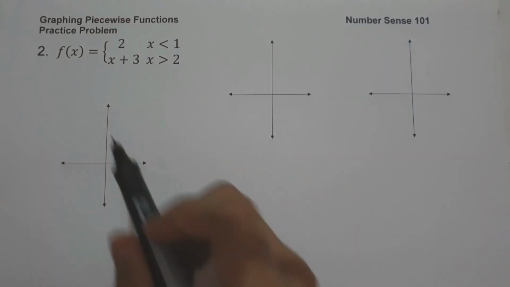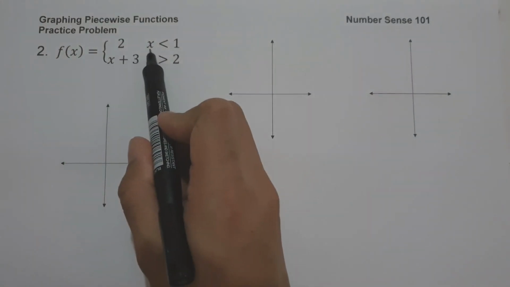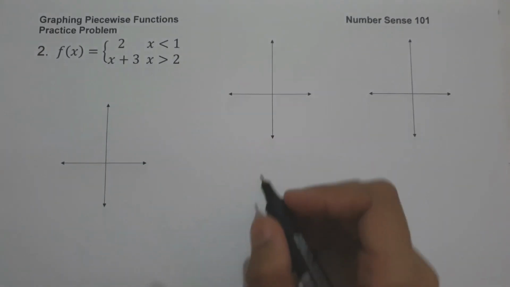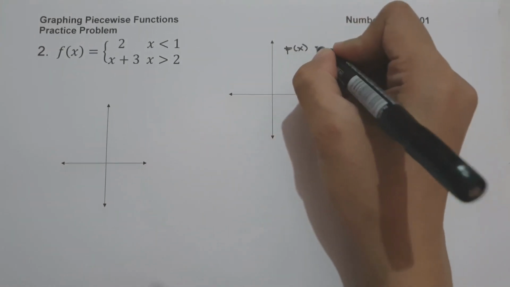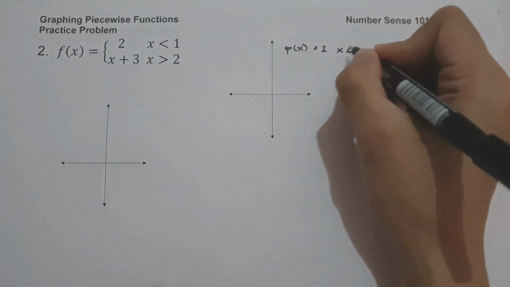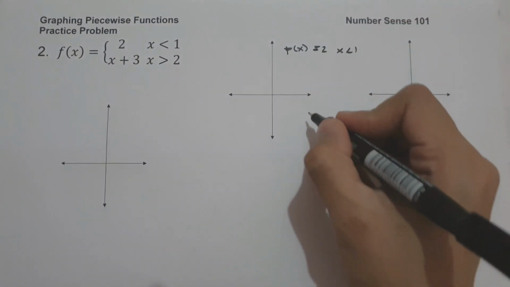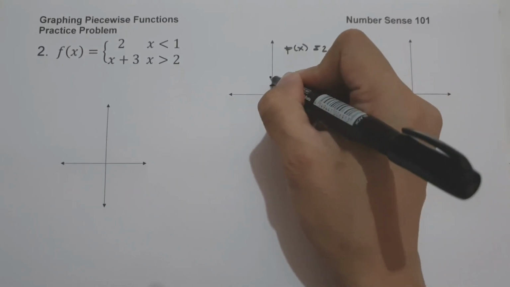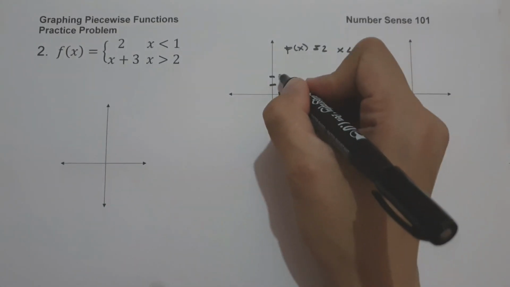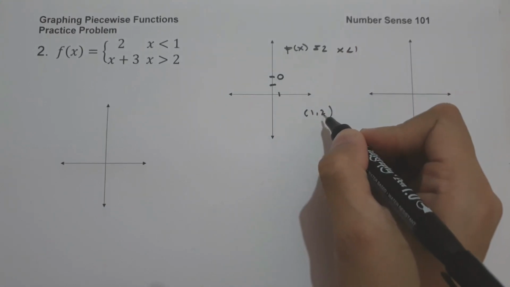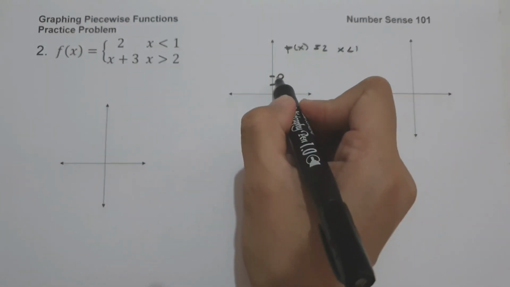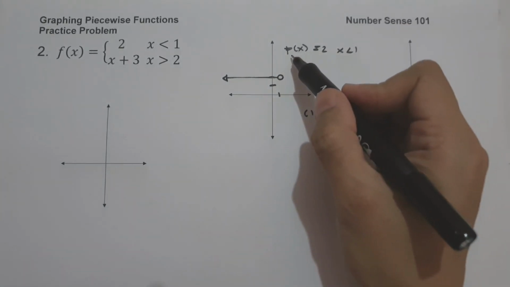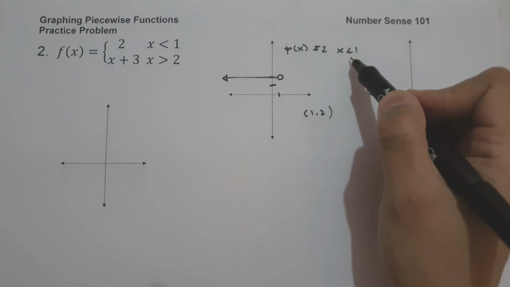Example number 2, f of x is equal to 2 when x is less than 1. It's equal to x plus 3 when x is greater than 2. So if we are going to graph f of x equals 2 when x is less than 1, we are going to have a horizontal line at 1, 2. So this will be 1, 1, 2. And we are going to have an open circle at 1, 2 because we have less than. And from here, we are going to have a horizontal line to the left. So this will be the graph of f of x equals 2 when x is less than 1.